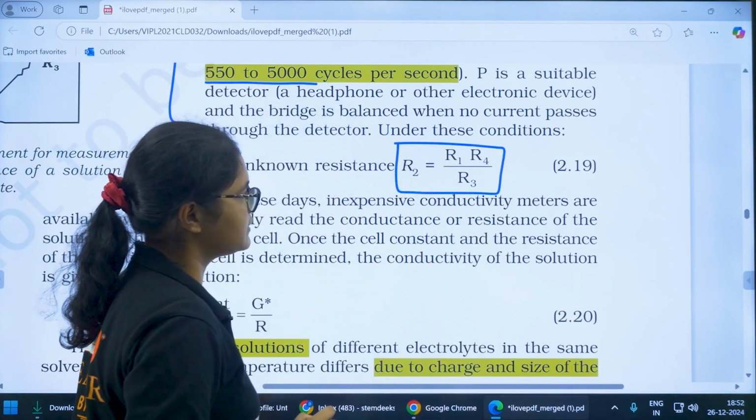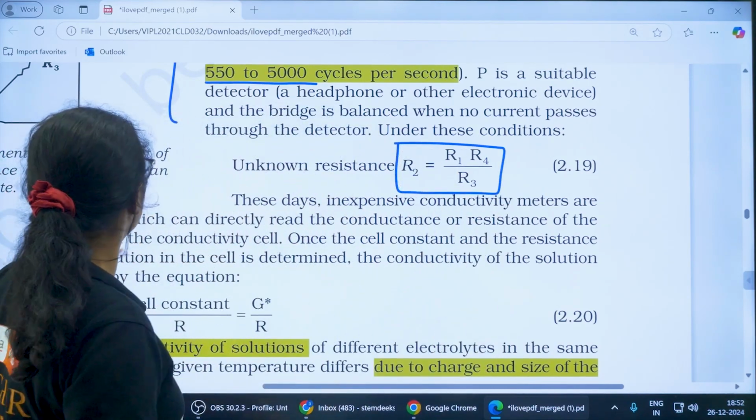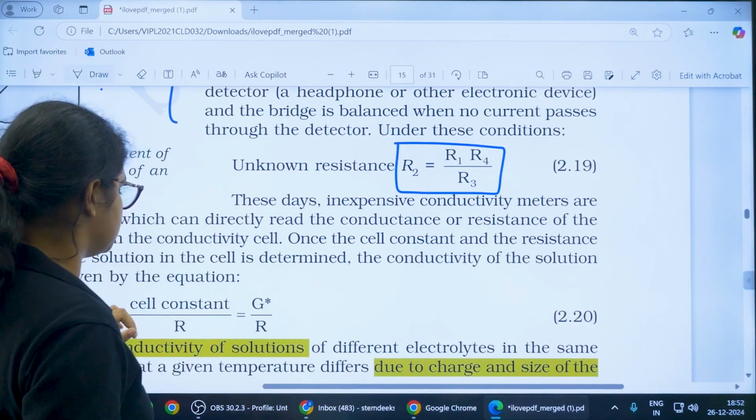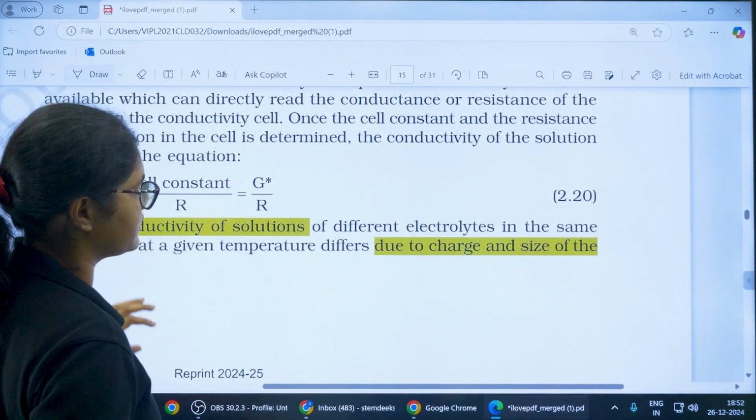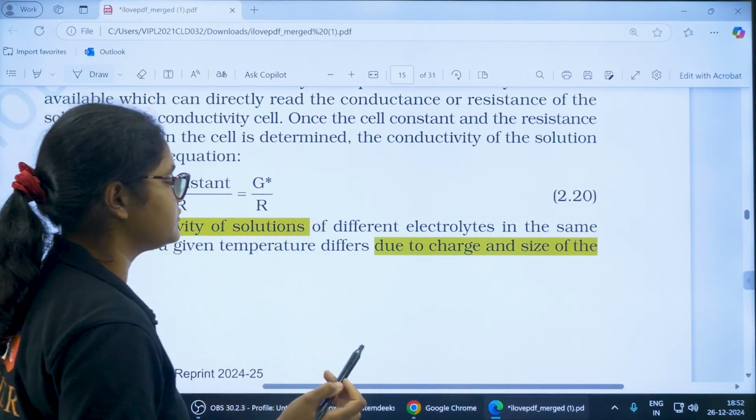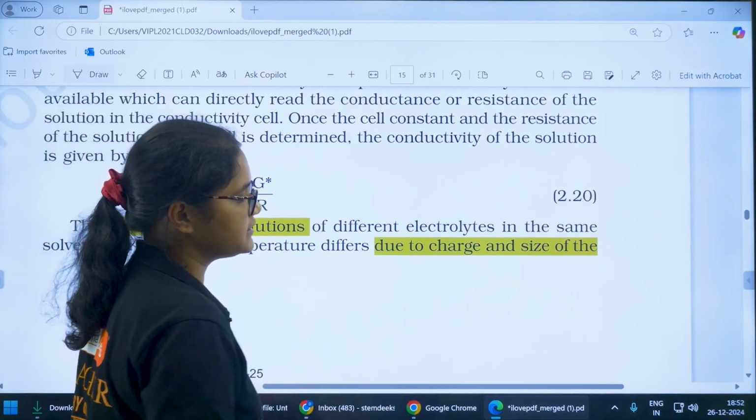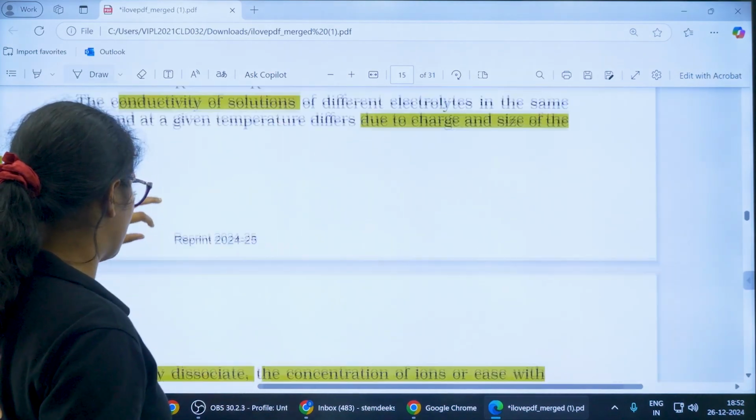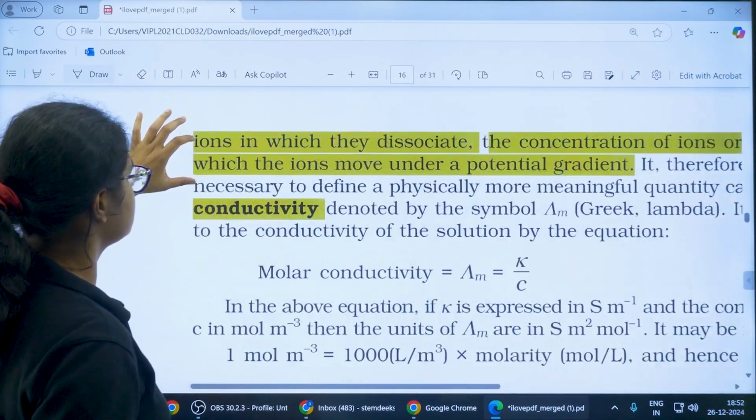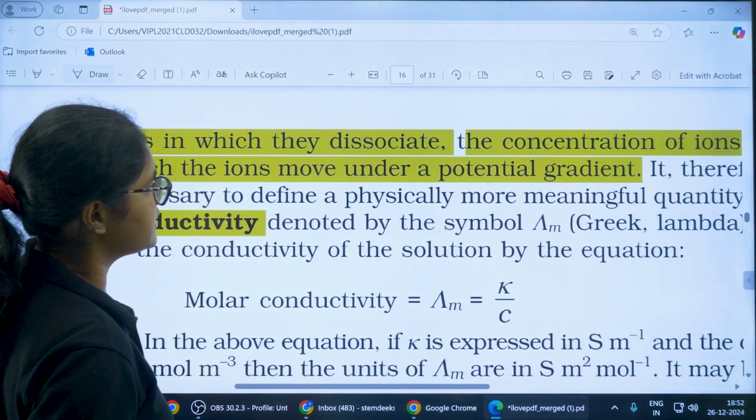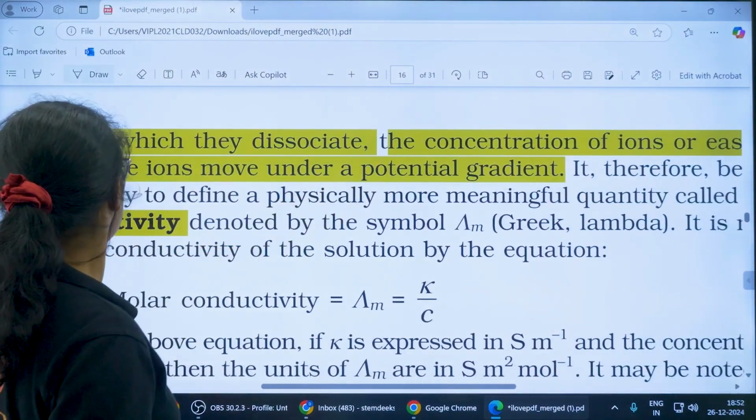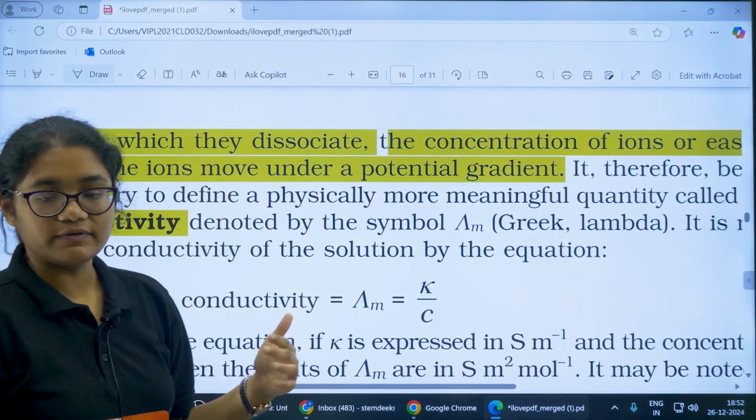Please remember this formula also, this is important. Other formulas we generally know because they are there in other questions. But here we should know something different. Next, the conductivity of the solution, that is kappa, depends on what factors? It depends on the charge and size of the ions in which they dissociate, and on the concentration of the ions.